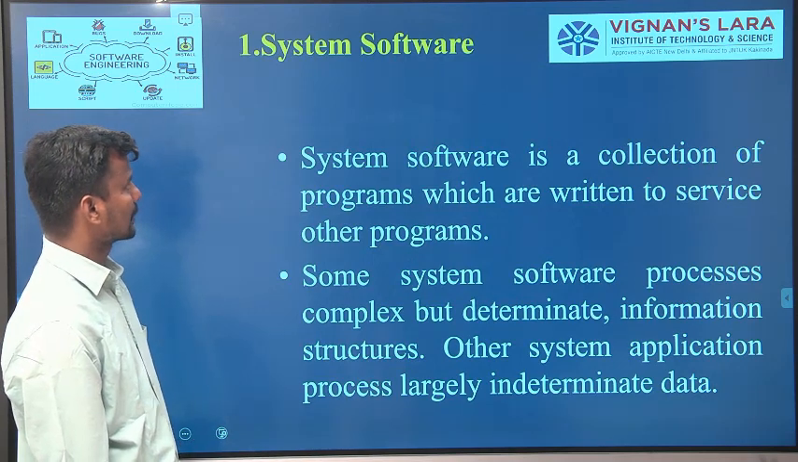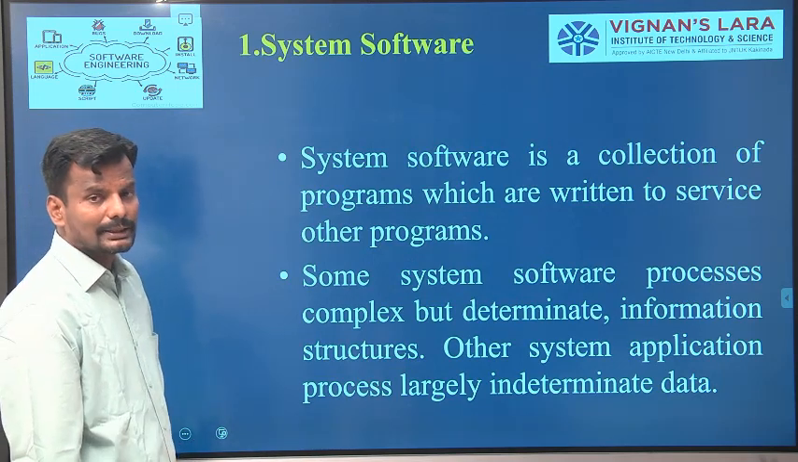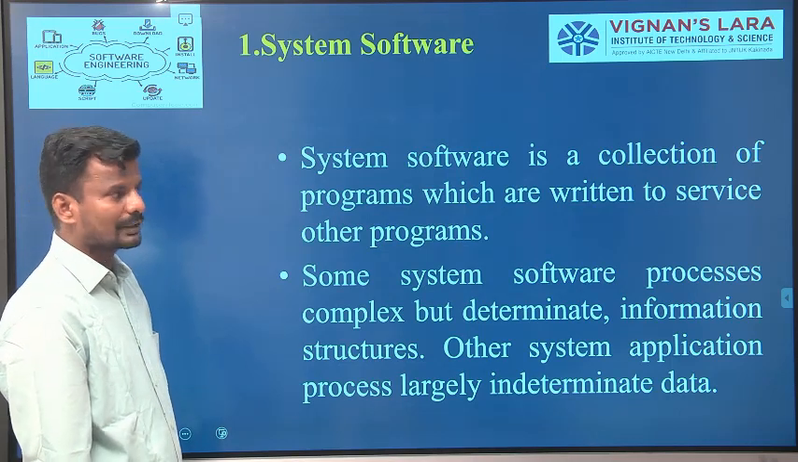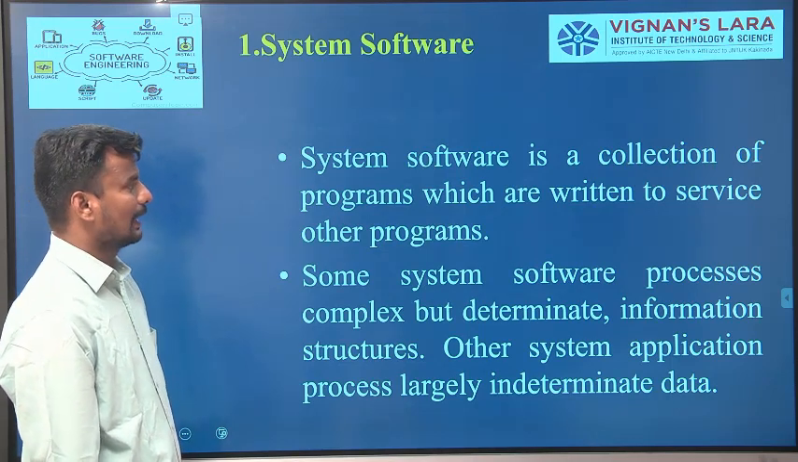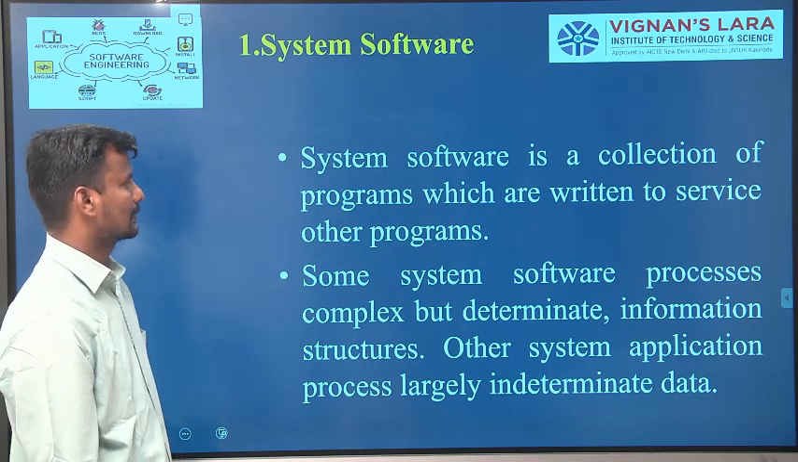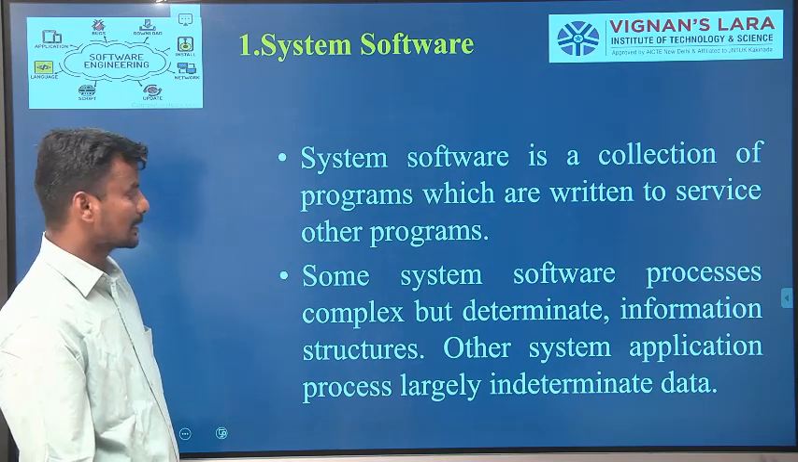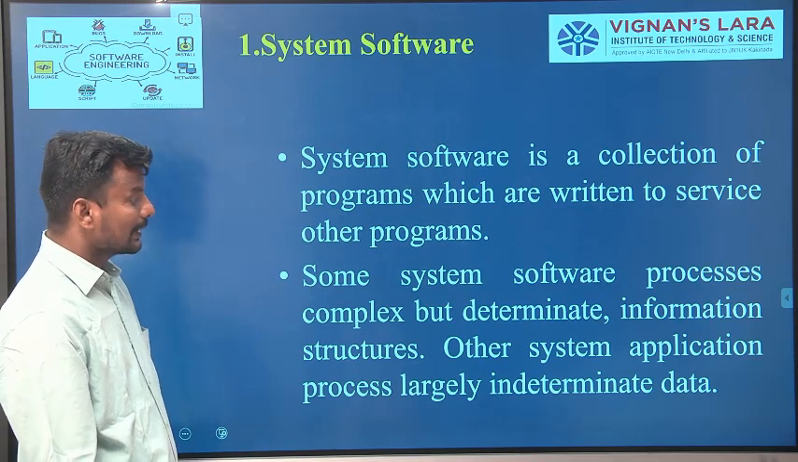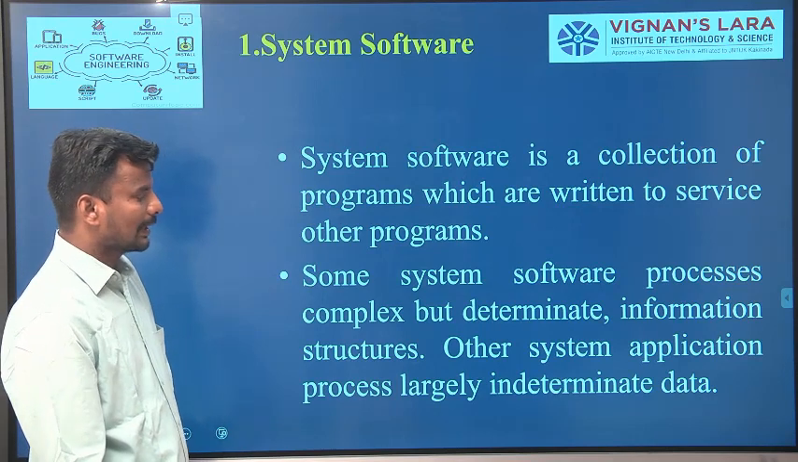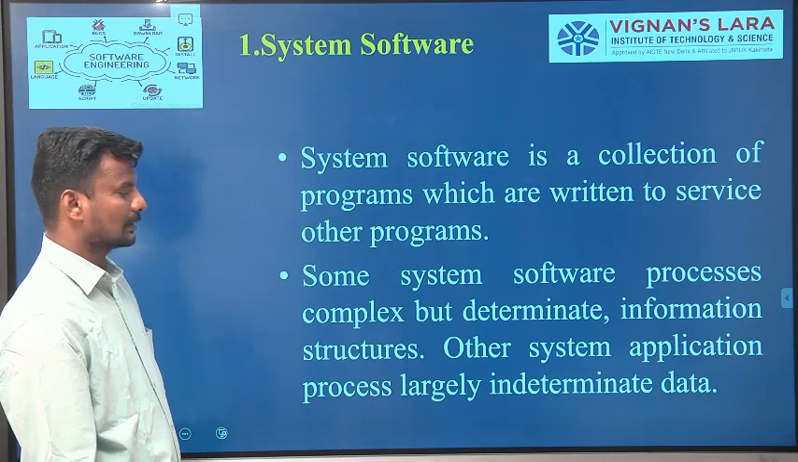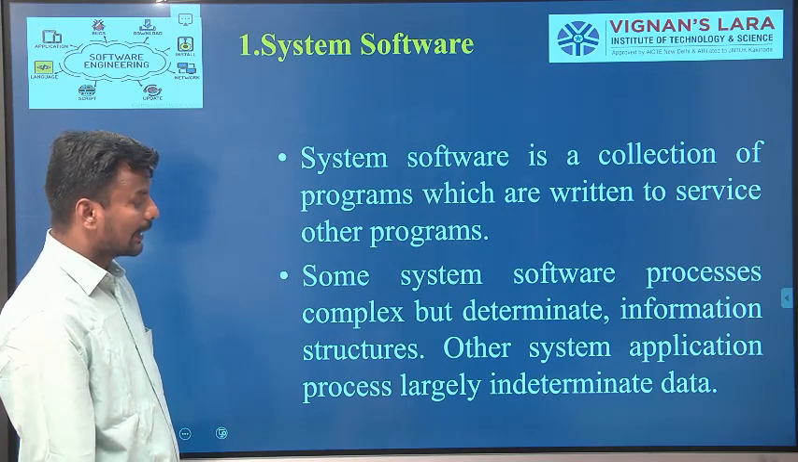Then first one is system software. What is system software? System software is nothing but a collection of programs which are written to service other programs. That is the system software. In this system software, some system software are complex but have determinate information structures, and other system applications process largely indeterminate data.